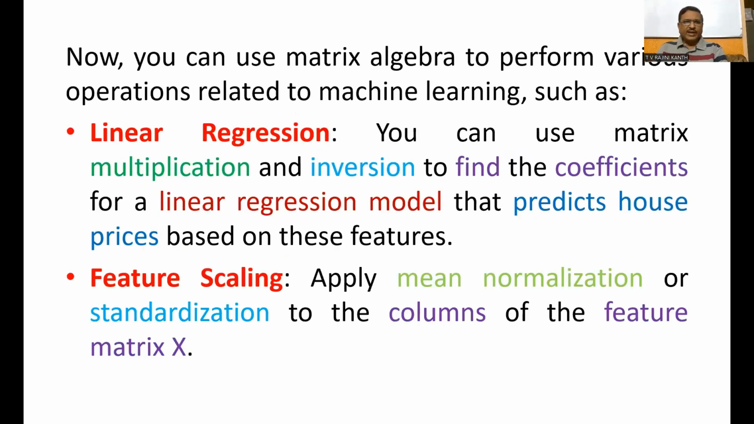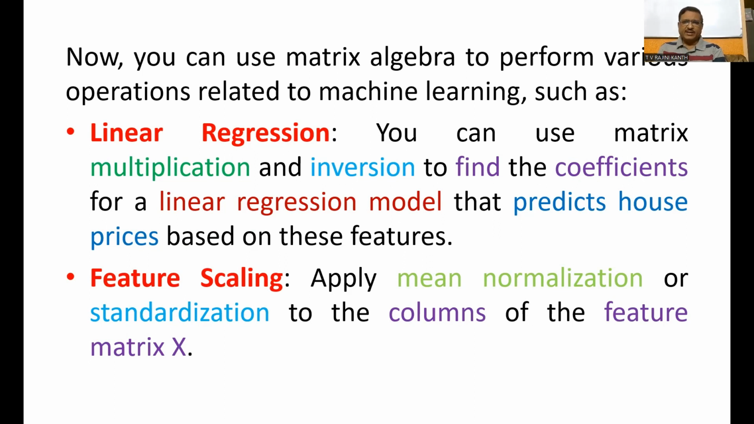Now we can use matrix algebra to perform various operations related to machine learning. One is linear regression. As I told you, multilinear regression is important here. So we can use matrix multiplication and inversion to find the coefficients of the regression model. Once we find the coefficients of the regression model, we can predict the house price based on these features.